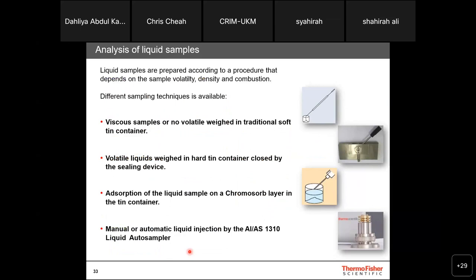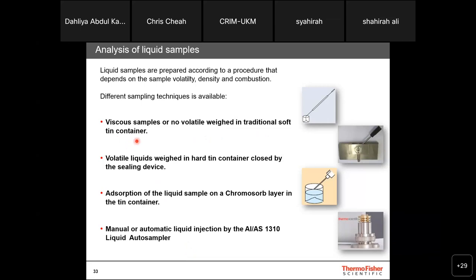Those examples I mentioned earlier are more on solid sample. So what if I have liquid sample? Liquid sample is separated into quite a few categories, I would say. A simple one will be a non-volatile liquid sample. It can be viscous, it can be just a normal viscosity sample. This one normally we weigh in a traditional soft tin container.